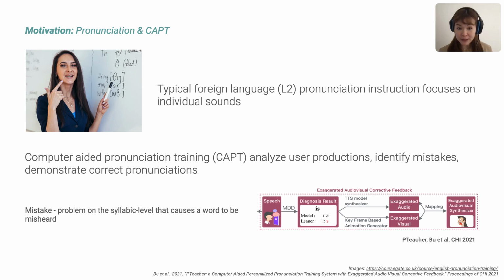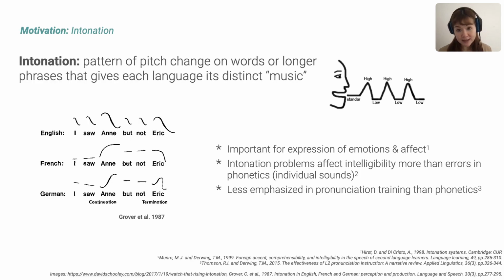When we think about learning foreign language pronunciation, we often focus on the pronunciation of individual sounds, and systems for computer-aided pronunciation training also have this focus. But in pronunciation, there's also something called intonation, which is the pattern of pitch change across words or longer phrases, which gives each language its own sort of music. So intonation is less emphasized in pronunciation than individual syllables, but it's very important for both the expression of emotions and affect as well as intelligibility.